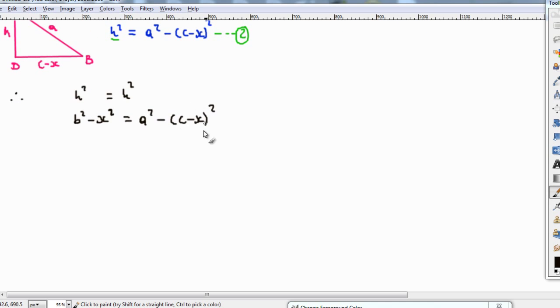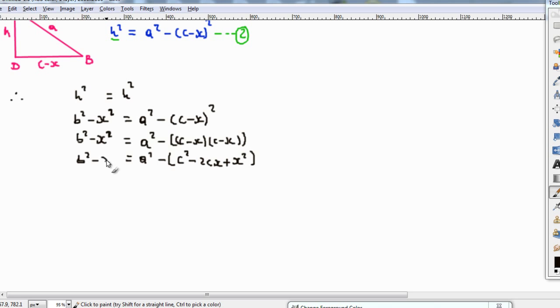Then now I'll multiply out here. I'll break down this bracket first. So we have b squared minus x squared is equal to a squared minus, if we multiply out here, 2 times c minus x, because it's c minus x squared. So a squared minus, if we multiply out, c squared minus 2cx plus x squared, if we multiply out that side.